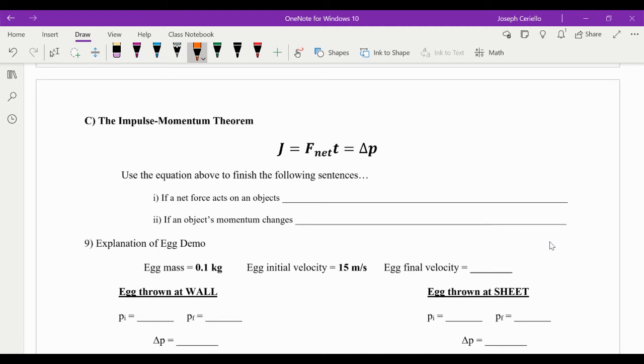So this brings us to the impulse momentum theorem, this idea that a force acting on an object for a certain period of time changes its momentum. So this basically says if a net force acts on an object, its momentum changes. And if an object's momentum changes, a net force must be acting on it.